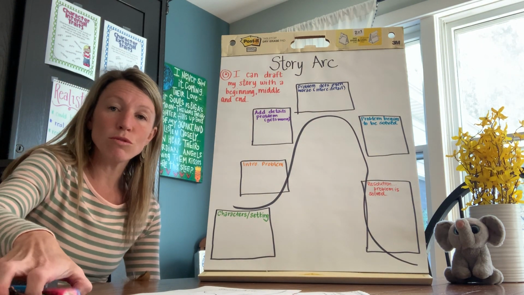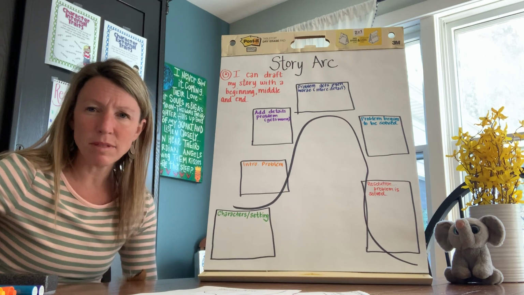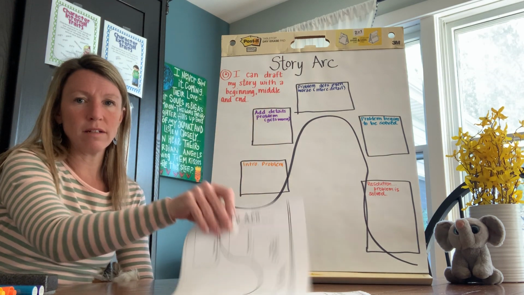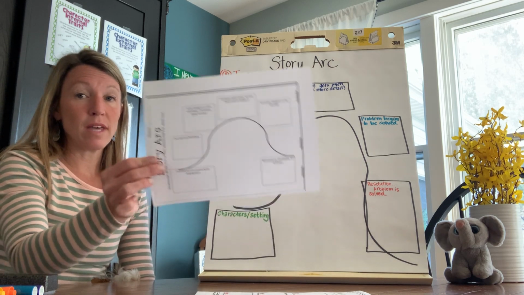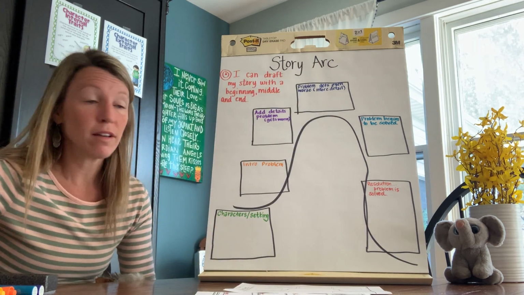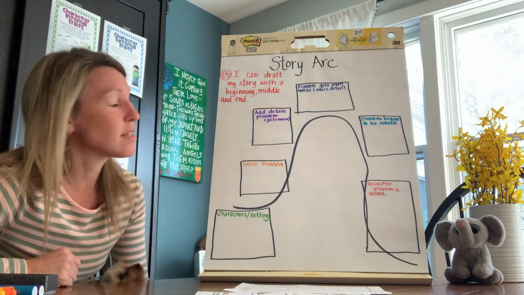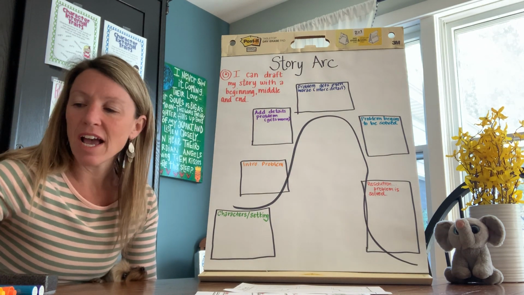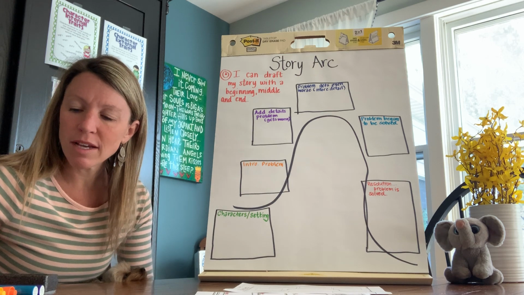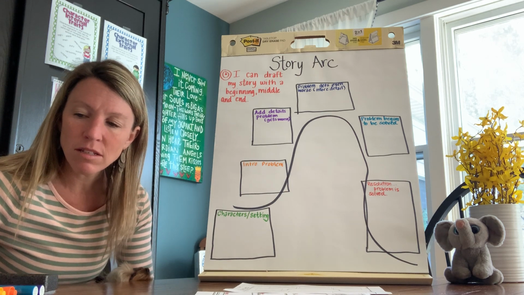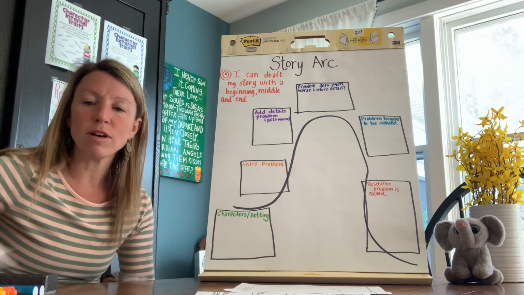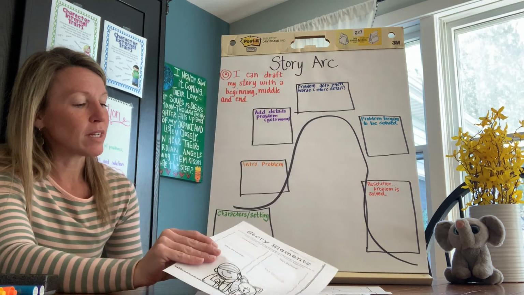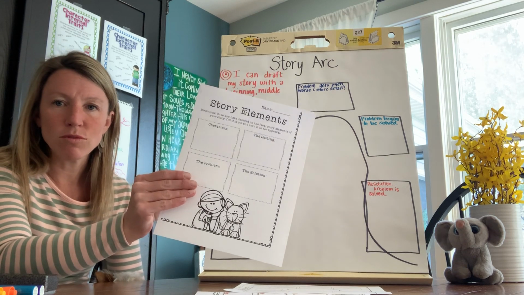Now, I've given you two documents that can possibly help you with this. One is a story arc like you see right here. That one you can print out or you can draw. I just drew mine on this handy dandy easel that I love so much. Or I also gave you an easier option, not as much detail, but it can also help you get started, which is the story elements. This one is just character, setting, problem, solution.